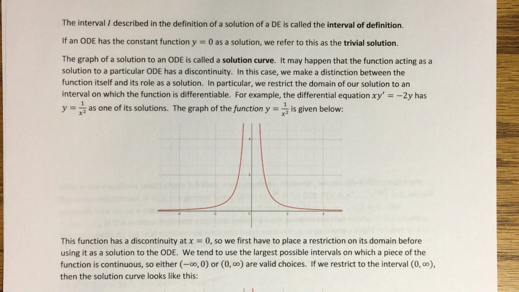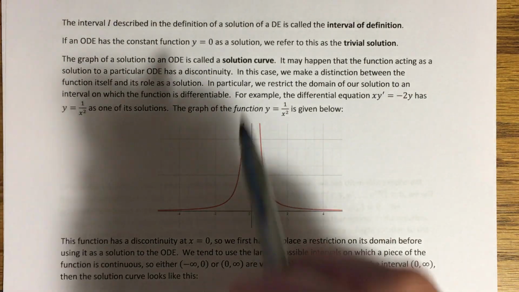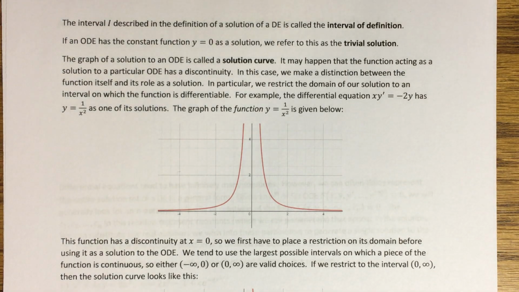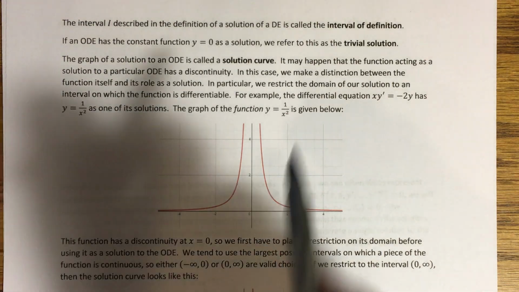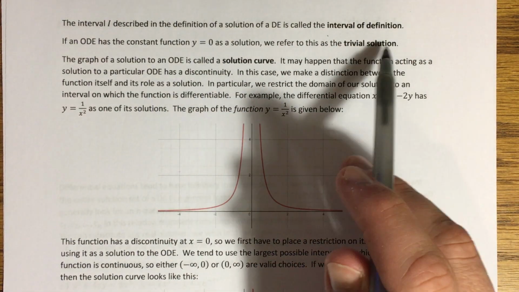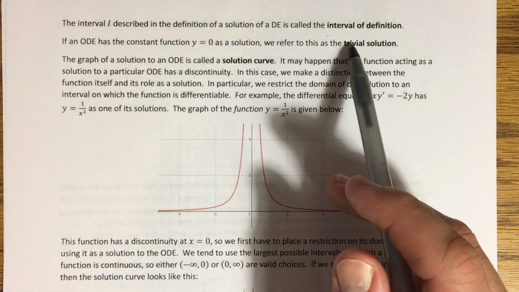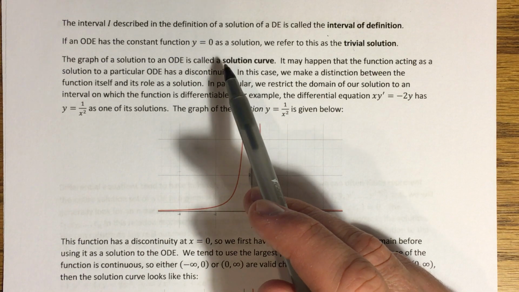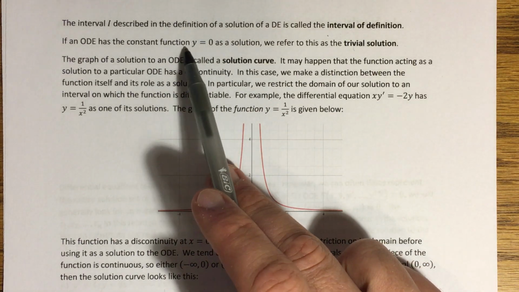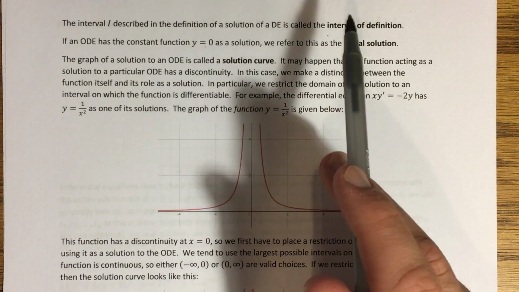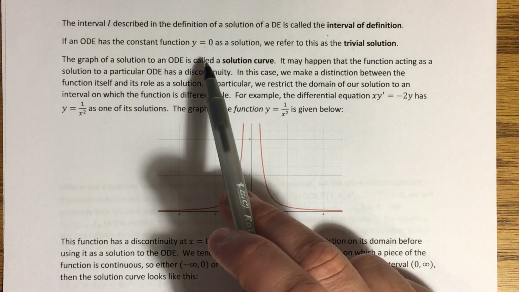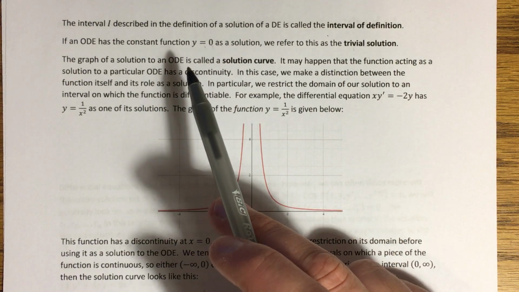The interval that I'm talking about for a solution to a differential equation, we oftentimes call the interval of definition. It goes by other names as well. Interval of validity is a common one. And we're going to investigate this in a minute. One other term that's going to come up again and again throughout the course is trivial solution. If a differential equation has the constant function y equals 0 as one of its solutions, we refer to that as the trivial solution.